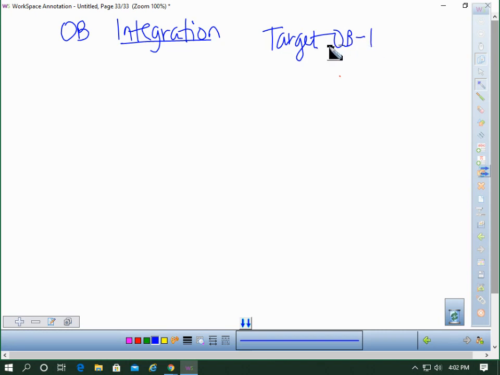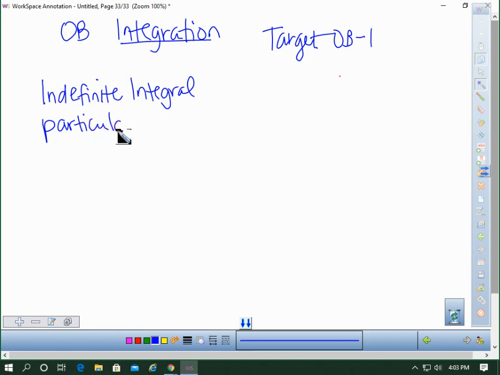Target number 1 for integration: do we remember what an indefinite integral is? Do you remember how to find antiderivatives? And can we find a particular solution? Those are things we want to know. Do we remember what integrals are to begin with? What is integration and finding antiderivatives? And then can we find a particular solution to an indefinite integral?